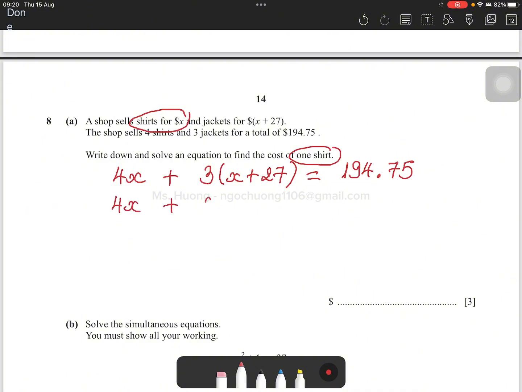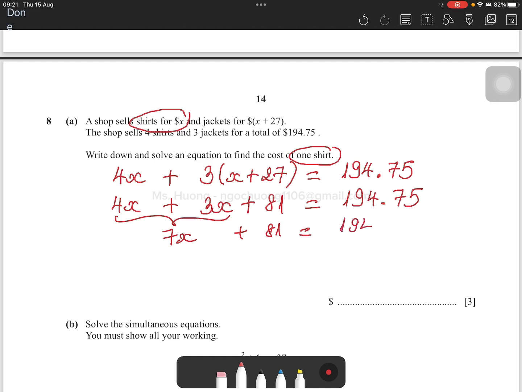So I will rewrite 4X. 3 times X is 3X. 3 times 27 is 81. And we also write the right-hand side again. 4X plus 3X is 7X plus 81 equals 194.75. Now we subtract 81 from both sides.